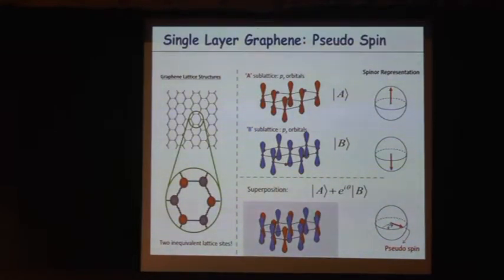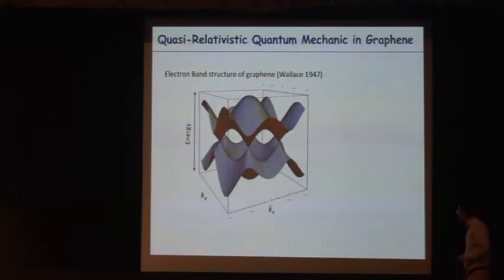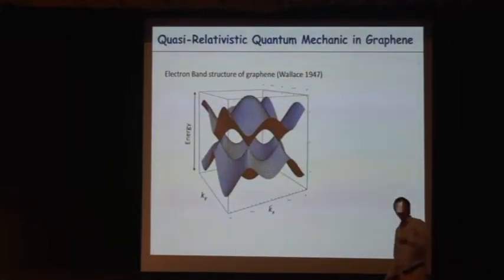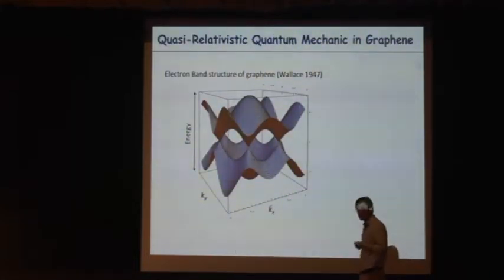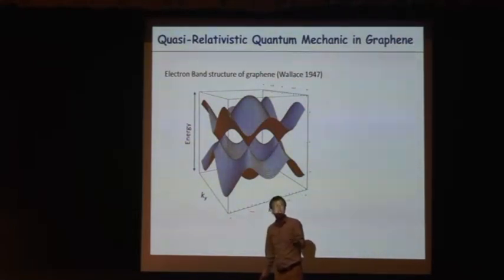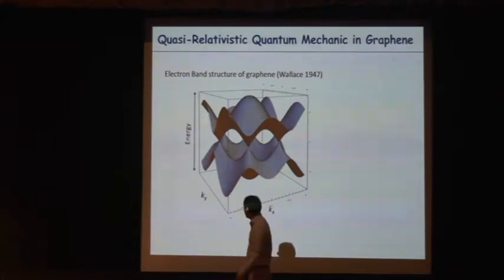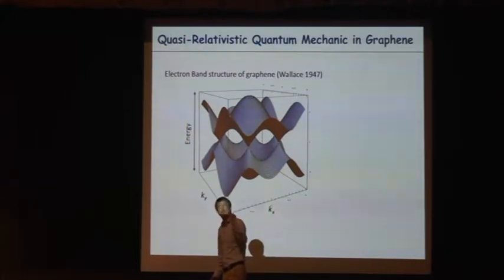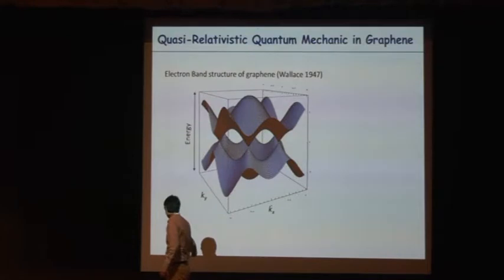One can take this a little more seriously, and already 60 years ago, Philip Wallace, the Canadian physicist, tried to describe the electron motion in graphene, or graphite back then. He came around to, in fact, solving the Schrödinger equation to describe these wave functions.